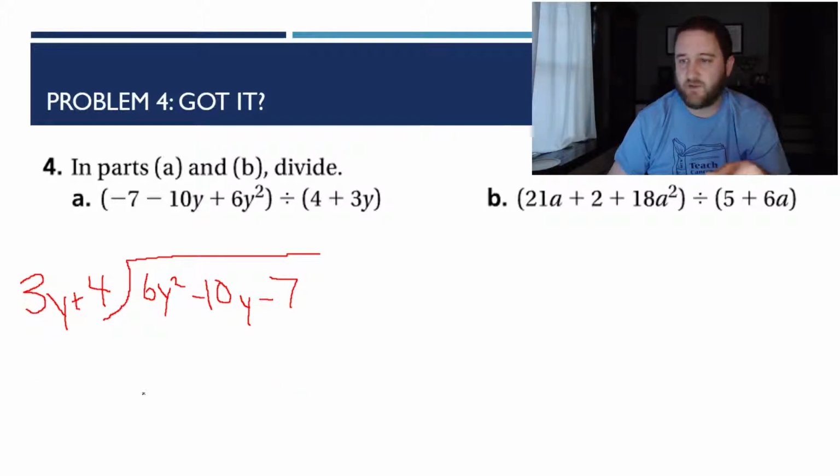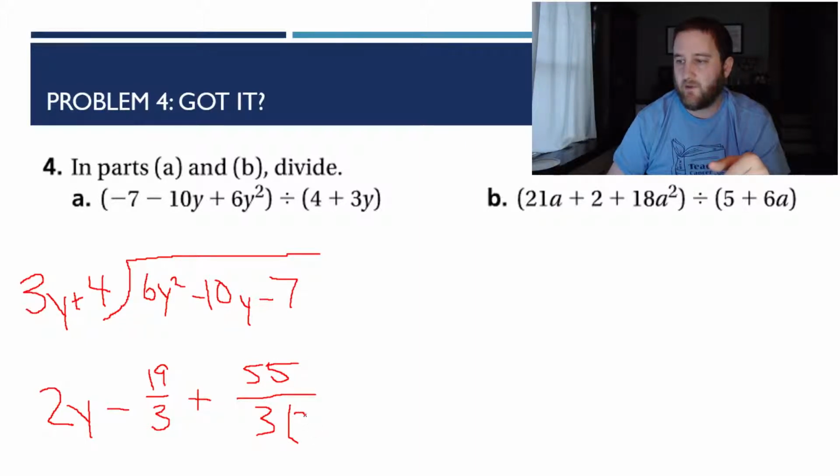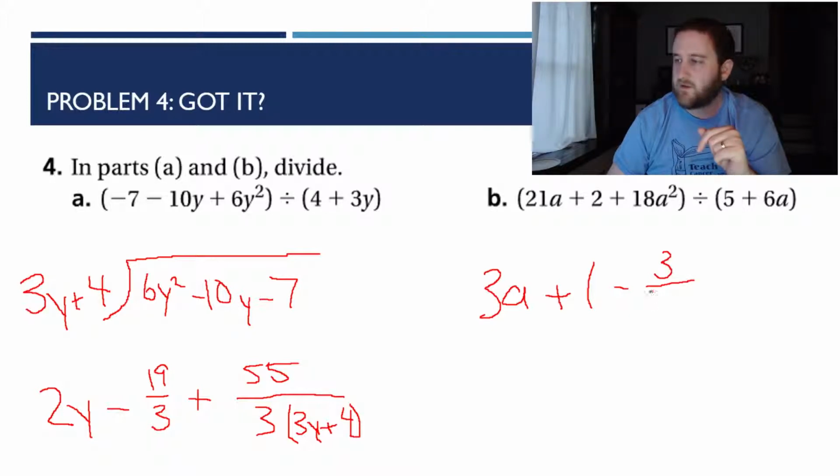The solution to this, you should have 2y minus 19 over 3 plus 55 over 3 times 3y plus 4. Your solution for part B, you should have had 3a plus 1 minus 3 over 6a plus 5.